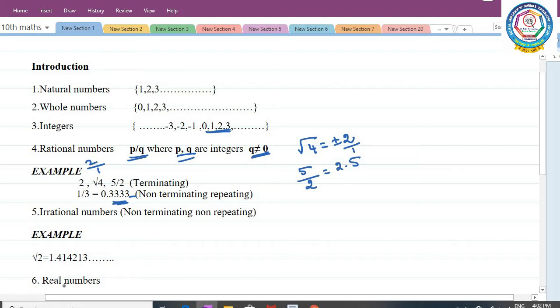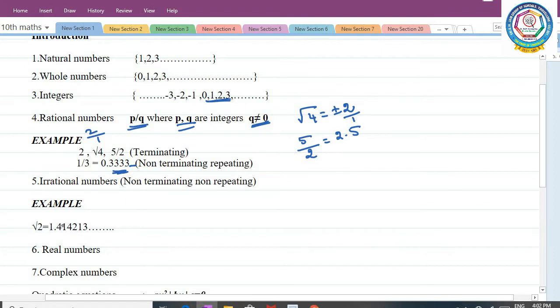Now real numbers. What is a real number? It is a collection of all these numbers: rational, irrational, integers, whole, natural. It is called real numbers. The real numbers are a huge collection of numbers.